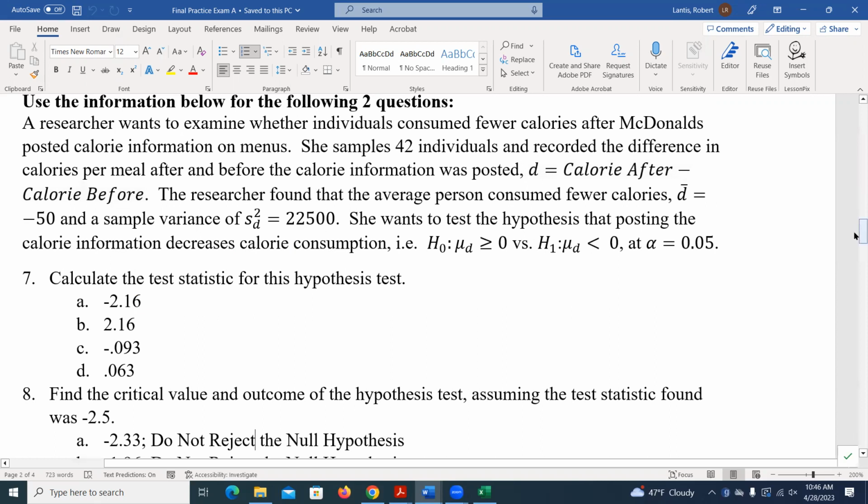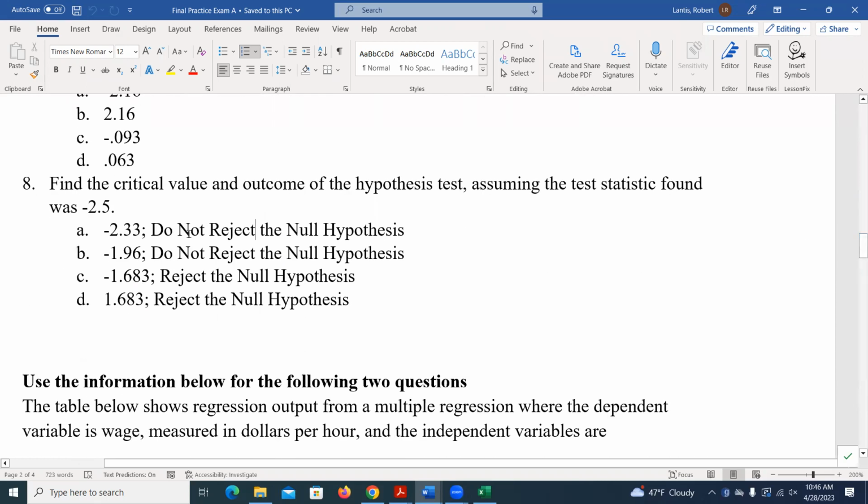If I go to the next problem, I have an assumed true test statistic now, just in case I got the previous one wrong. And I'm asked to find a critical value and make my rejection decision. Right away, which of these answers can I rule out? If I have a left-tailed test, what I know has to be true about my critical values: negative. Right-tailed test, critical values have to be positive.